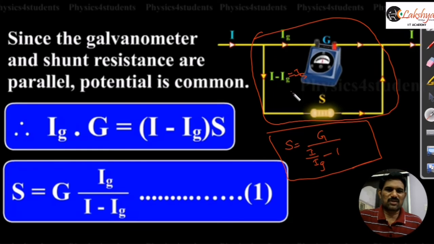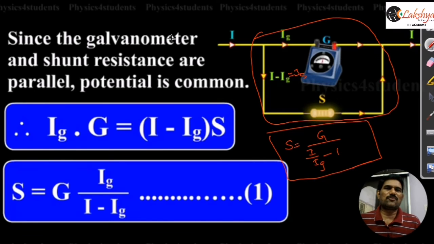So that value is nothing but I minus Ig, and this S is the shunt resistance, which is generally our required value here. The value of this shunt resistance will depend on this I value, how much current we need to measure. So this current is nothing but the current to be measured by using this given ammeter, or the maximum current, the range of current.